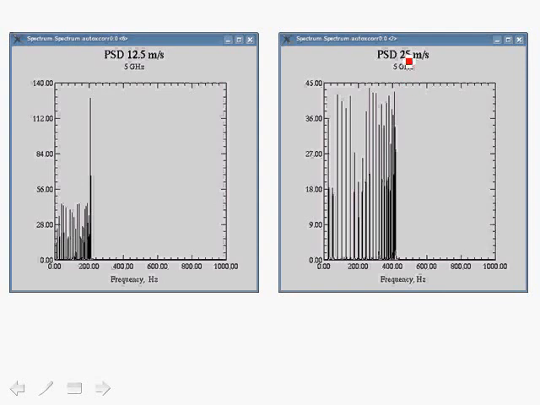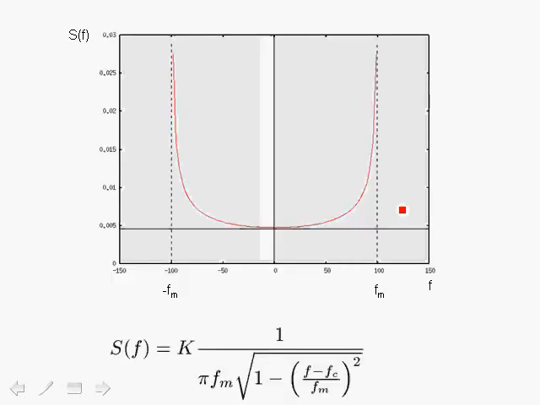Also note that as we double the speed, the Doppler spread is also doubled, and we have a maximum Doppler shift of 400 hertz. You can also see that the density is increasing as we near the maximum Doppler shift, in line with the predictions of the theory.